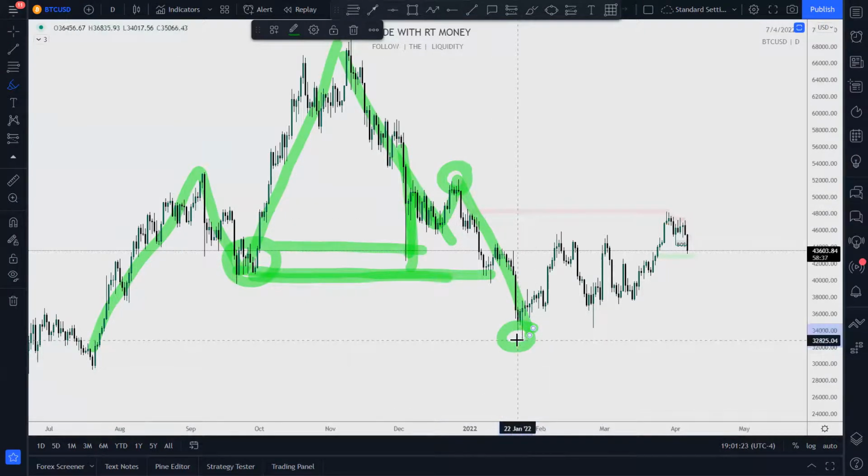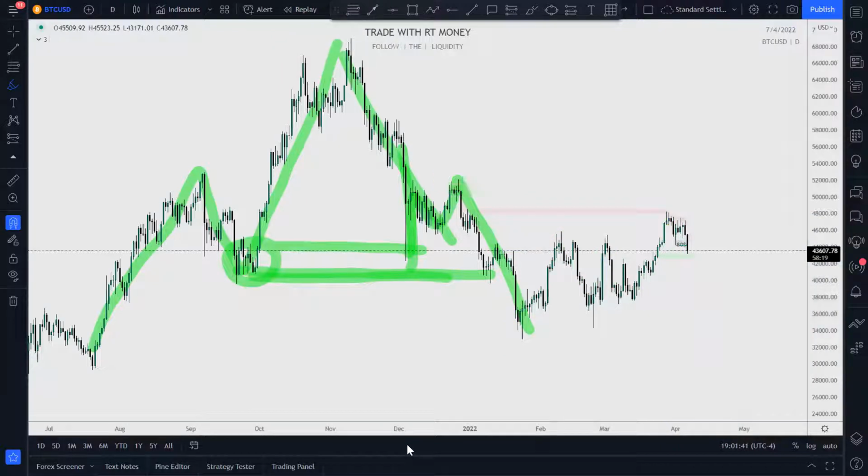And from here, you see that we're pulling up. Looks like we got a little bit of a bear flag that I think may have the intent to go lower. So that's what I'm looking at.